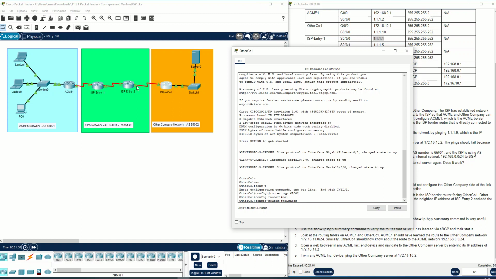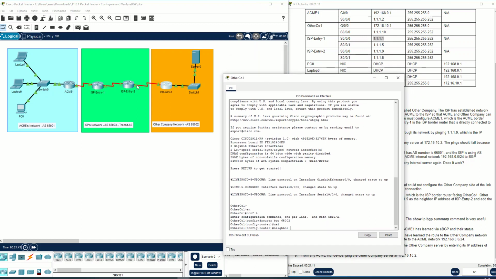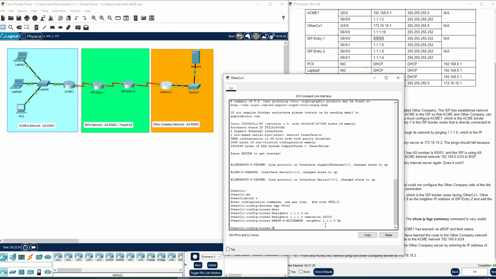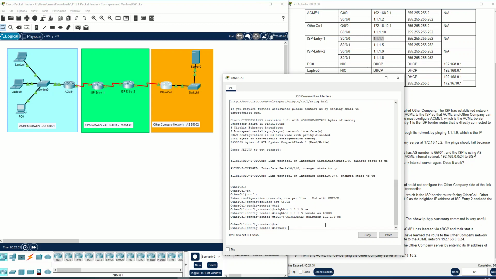this interface that is connected to other CO1, because we have two serial interfaces here, but it's important that it is directly connected to other CO1, and this is 1.1.1.9. And we also have the remote AS we should use. And what is the remote AS? The remote AS, or the other side, is here. And we should also advertise our network.